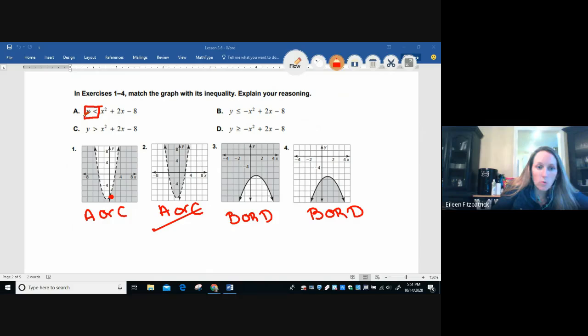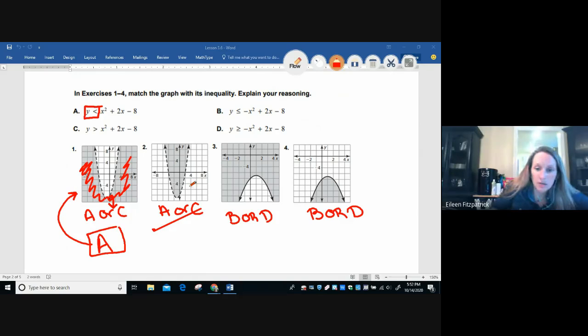Okay, it says y is less than. If I'm on the y-axis, where are the y values less than this one? Where are the y values less than -8? They're less if you move down. And if you move down, you're going to be on the outside of the parabola, so you would shade this region. So that actually means that A is the correct inequality for this graph.